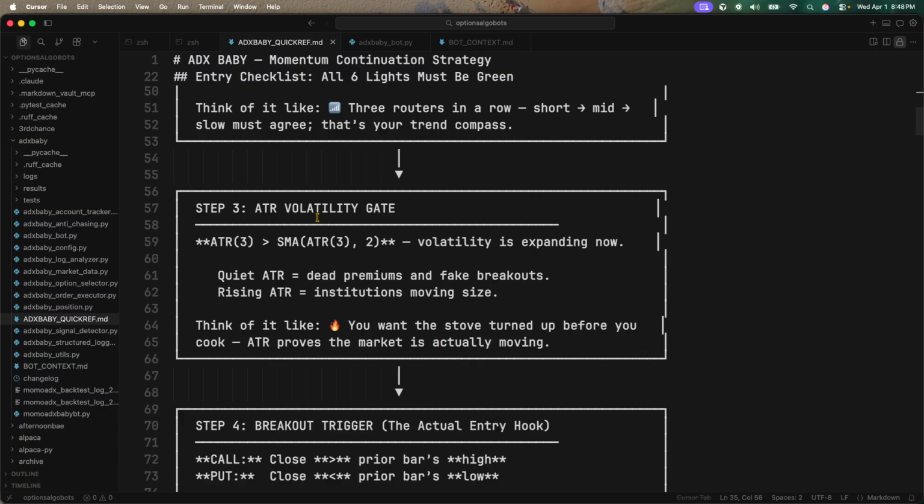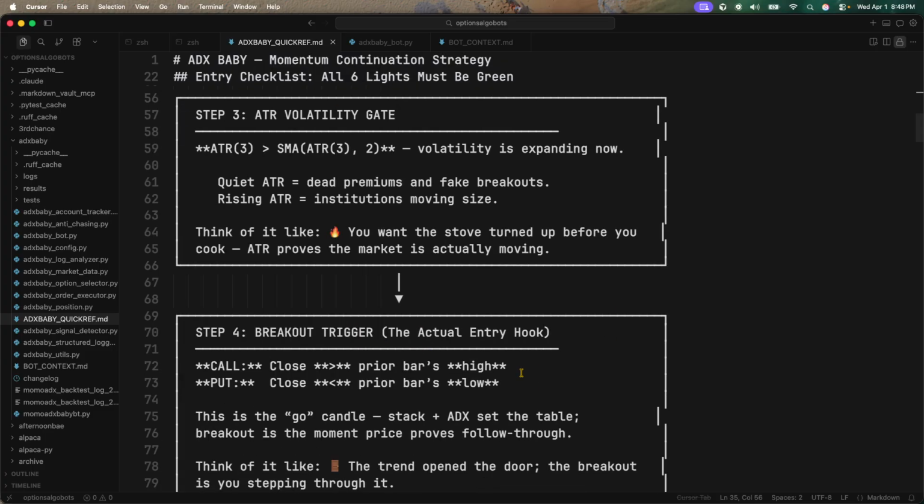The next thing we're looking for is our volatility gate, and ATR controls that. We're using ATR with a period of 3, and we also have a simple moving average inside there. That SMA, the simple moving average, is going to be a period of 2. So if volatility is expanding, fire. Think of it like this: we want the stove turned on before you cook. ATR proves that the market is actually moving.